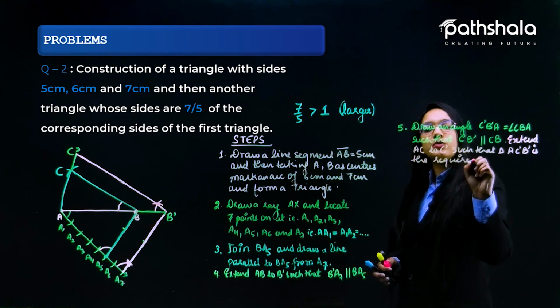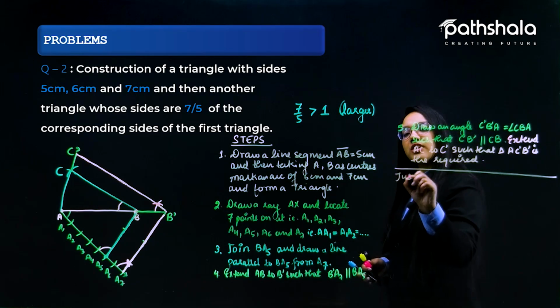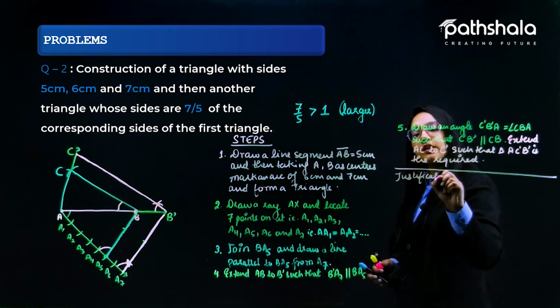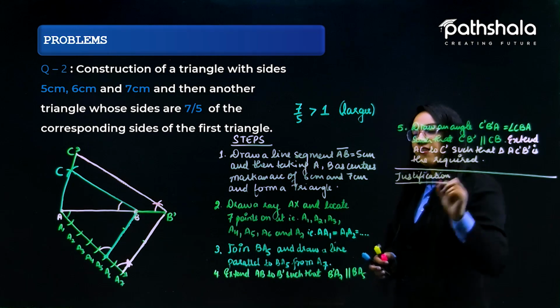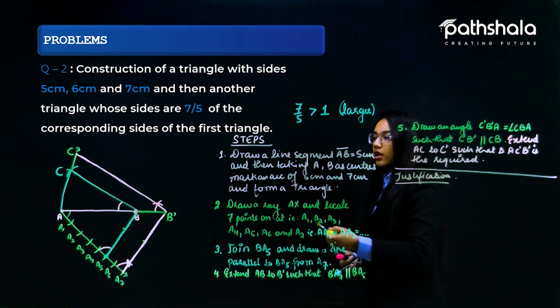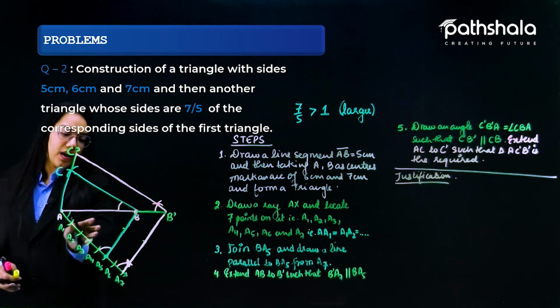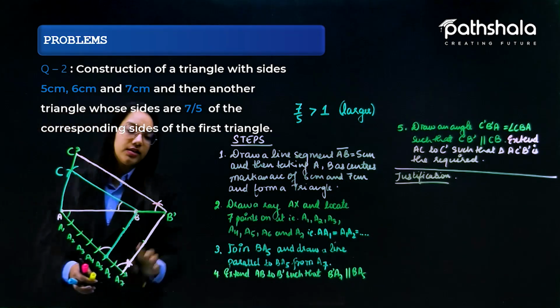Now let us suppose we want to give the justification for this, how it is coming out to be 7 by 5. Let us suppose I am starting with these two triangles, that is triangle AA5B and triangle AA7B dash.